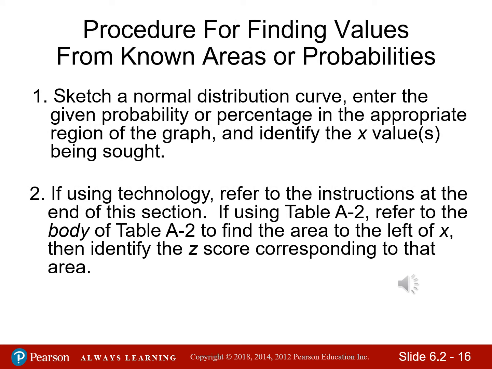Let's review the procedures for finding values from a known area or a known probability. First, sketch a normal distribution and enter the given probability or percentage in the appropriate region of the graph, and identify the x values being sought. Second, if you're using technology, refer to the instructions at the end of this section. If you're using Table A2, refer to the body of Table A2 and find the area to the left of x, and then identify the z-score corresponding to that area.